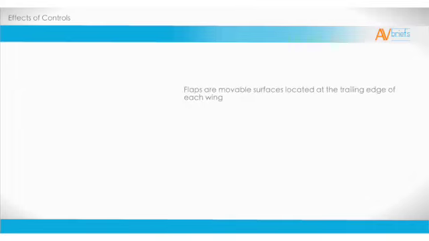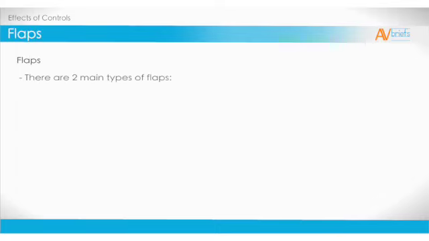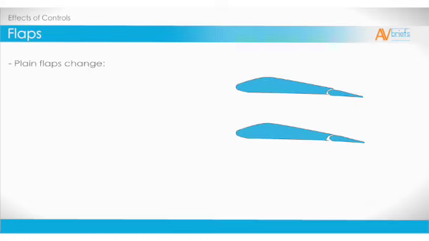Flaps are movable surfaces, located at the trailing edge of each wing. There are two main types of flaps: plain and Fowler flaps. Plain flaps change the chord, as you see in the diagram. The chord then changes the angle of attack. They also change the chord by changing the camber.